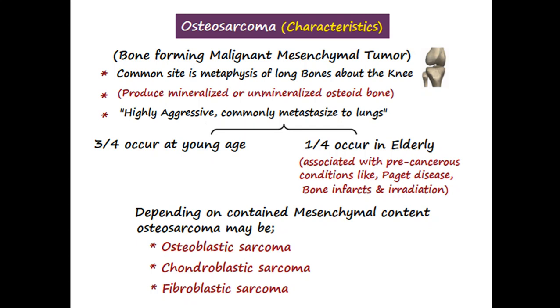Now, the osteosarcoma may be osteoblastic sarcoma if it contains a lot of osteoid tissue and osteoblasts. If it contains a lot of cartilage, we say this is chondroblastic sarcoma. And if it contains a lot of fibrous tissue, then we say this is the fibroblastic sarcoma. So it depends on the mesenchymal contents in the tumor, which gives the tumor the name osteoblastic sarcoma, chondroblastic sarcoma, or fibroblastic sarcoma.